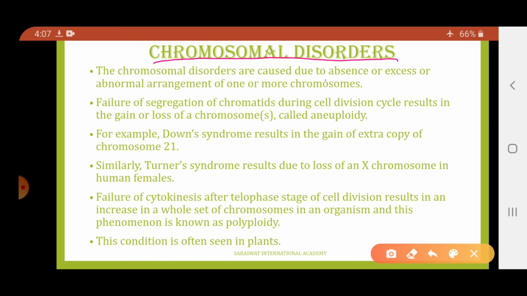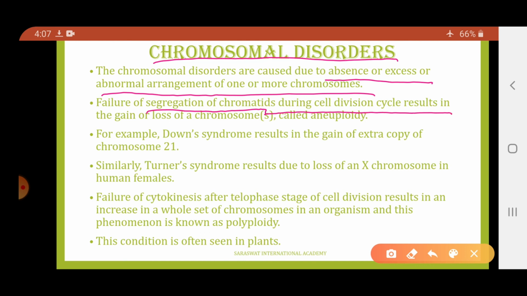So they are basically caused due to the absence or excess or abnormal arrangement of one or more chromosomes. नाउ ये कब हो सकता है? Failure of the segregation of the chromatids during the cell division results in the gain or loss of the chromosome called as the aneuploidy. We know that cell division के टाइम पे chromatids का segregation होता है, separation होता है. So ये अगर नहीं हुआ then it results in the gain or loss of the chromosomes.